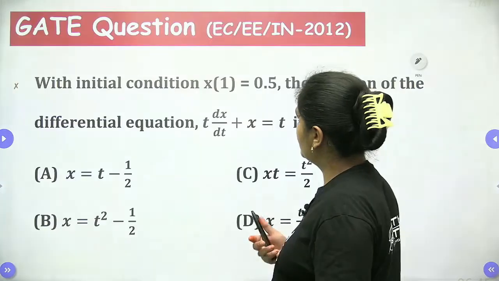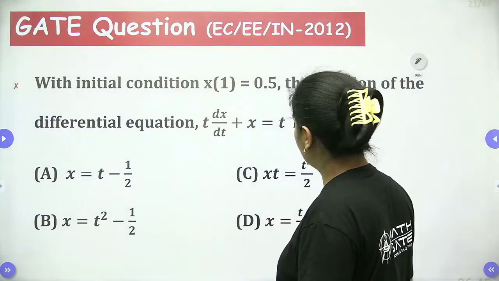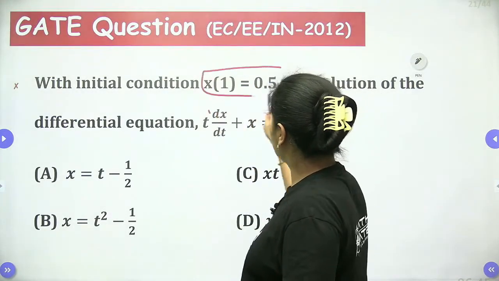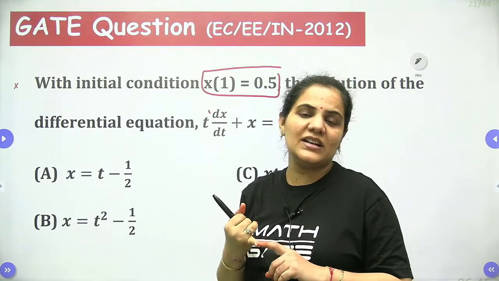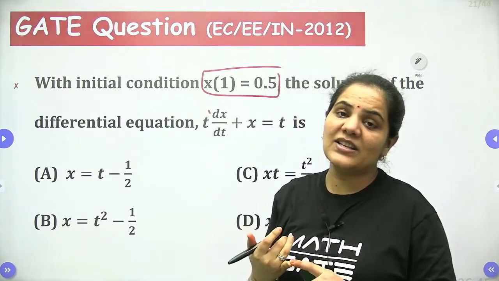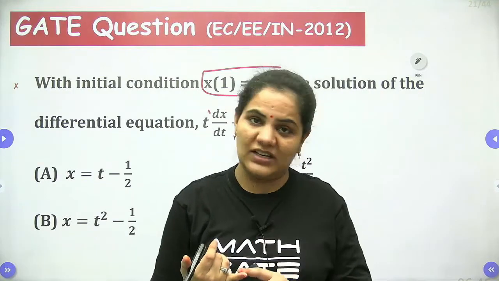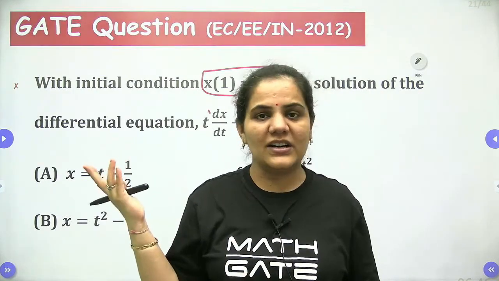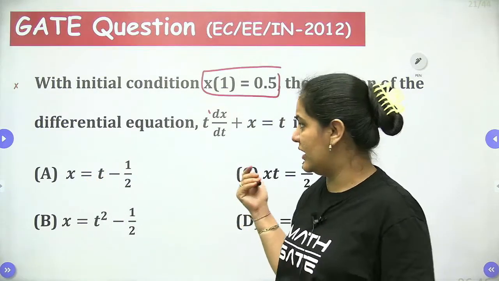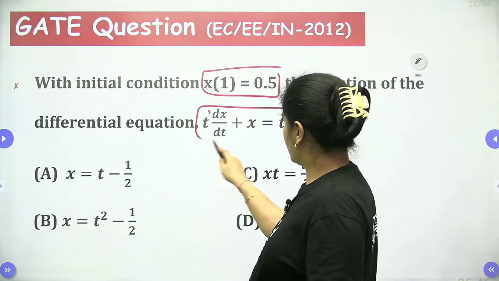Okay, now let's approach one more question. Let me show you one more question. Again, here we have an initial condition. Whenever we have an initial condition, it means it is clearly seen that we have to find the constant only, right? So the initial conditions are given only and only for the constant. So let's approach the question again.